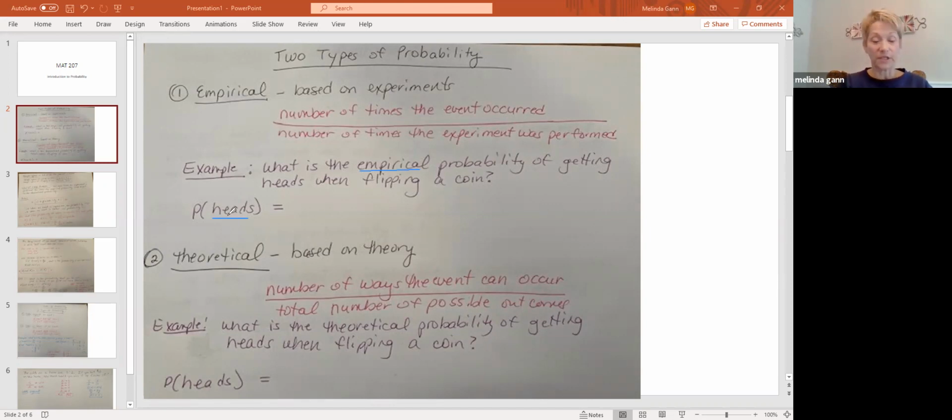On the top, I've got to put how many times I got heads. This top number is how many times you got heads, and it looks like I got 4. Hopefully that's what you got. So I got heads 4 times. The bottom is the number of times the experiment was performed. My experiment was flipping a coin, so how many times did I flip? Didn't I flip a total of 6 times?